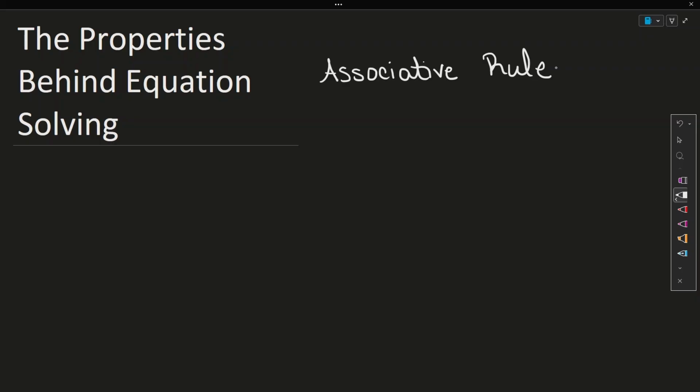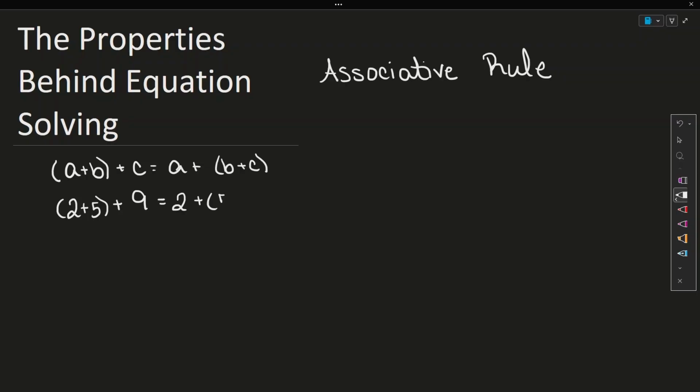Next, let's look at the associative rule. The associative rule for addition says that when adding 3 or more numbers, changing the grouping does not change the sum. In other words, (a + b) + c is the same thing as a + (b + c). Or, for example, (2 + 5) + 9 is equal to 2 + (5 + 9).